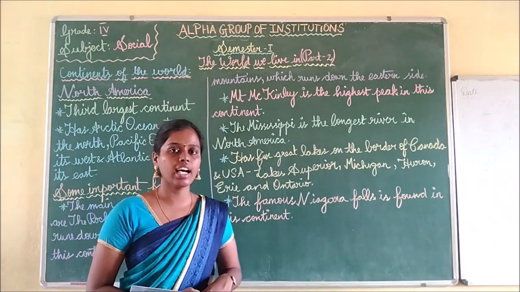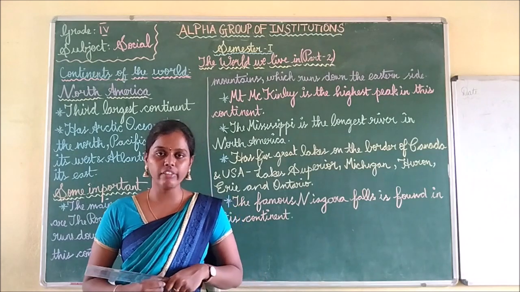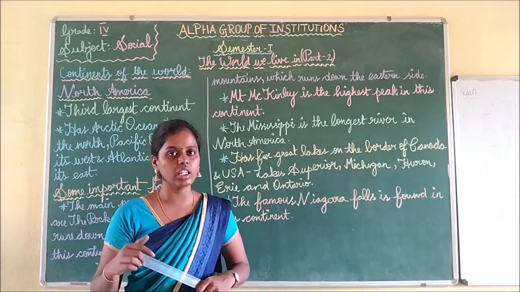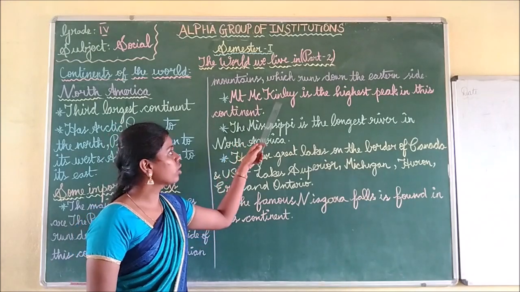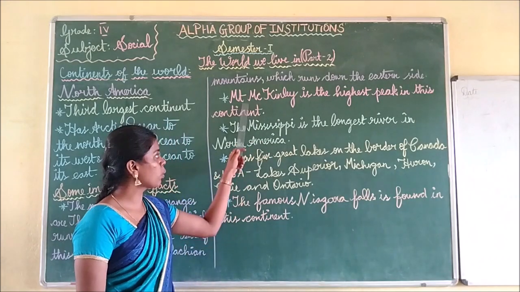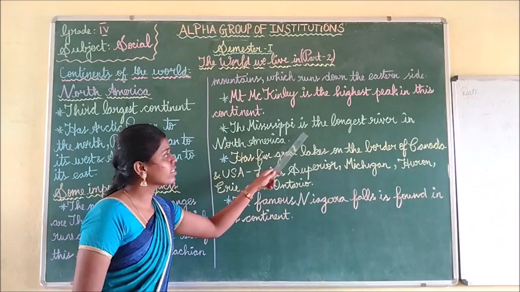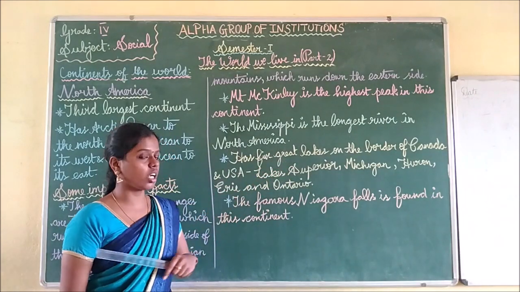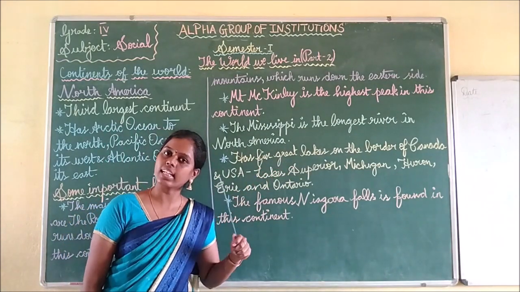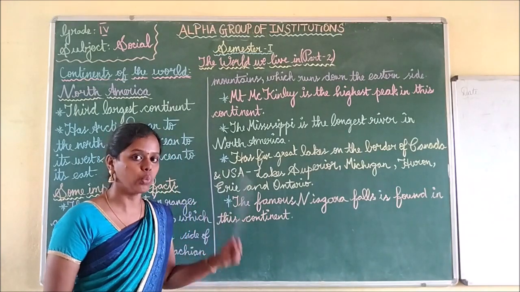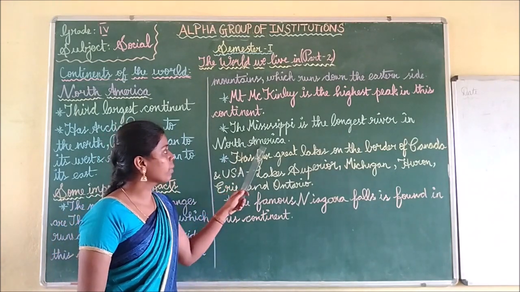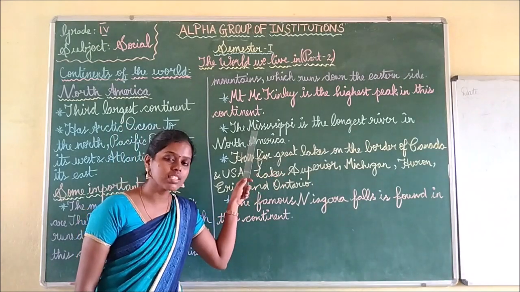In Asia, the highest peak is Mount Everest, and it is the highest peak in the world. And here, the highest peak is Mount McKinley. The Mississippi is the longest river in North America. We saw that the longest river in Africa is the Nile, and it is the longest river in the world. So in North America, the longest river is the Mississippi.